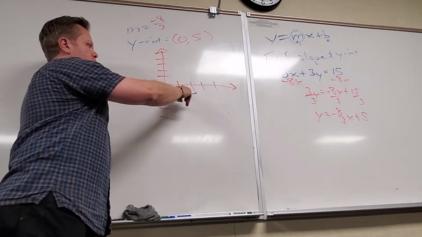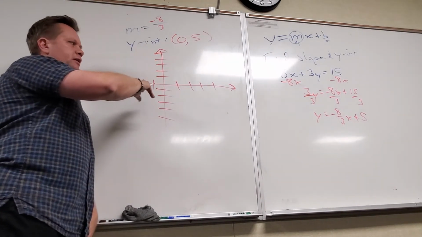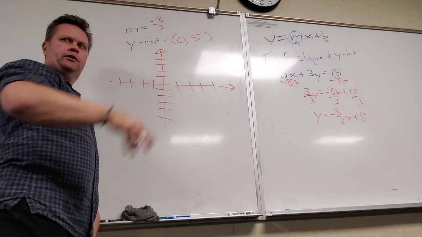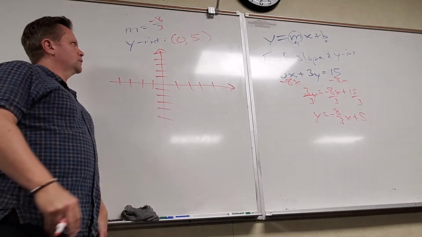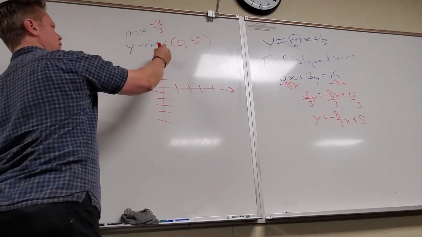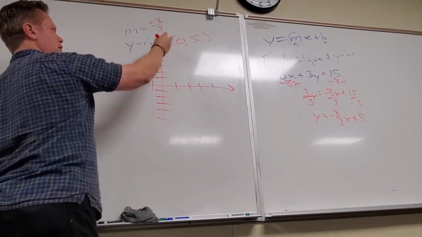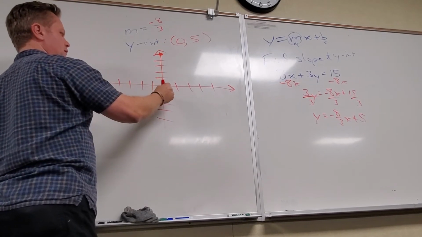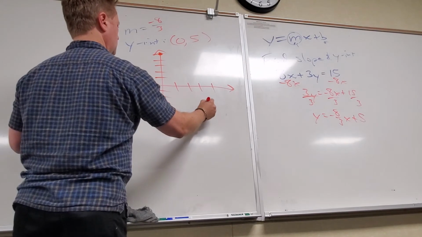Normally, if you use a scale of 1, I don't mind if you don't label it, but any other scale, you better label it so I know what's going on. So 0, 5, right there. And then from there I go down 8. Down 8, 5, 6, 7, 8, and then over 3. Over 3.